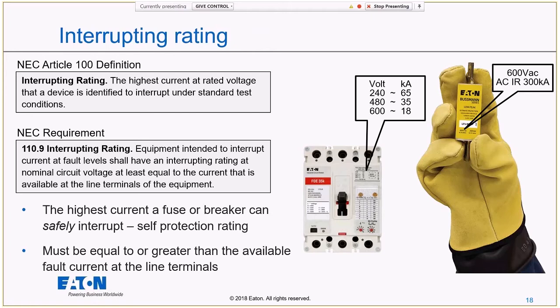It's actually the device that's clearing the fault, right? That's opening up that circuit. So this is how much it can interrupt, right? What the value of that current is, where it can interrupt it. I've got an NEC requirement here, 110.9.